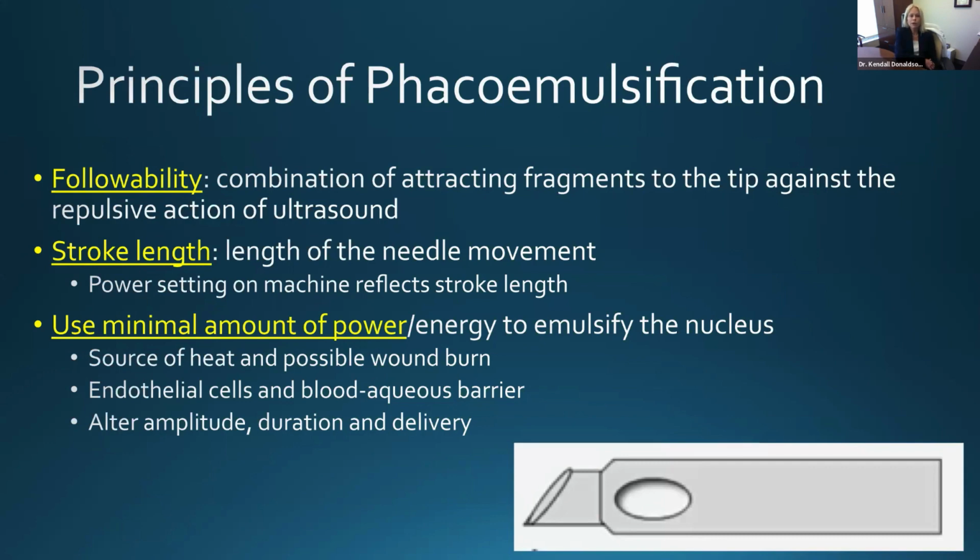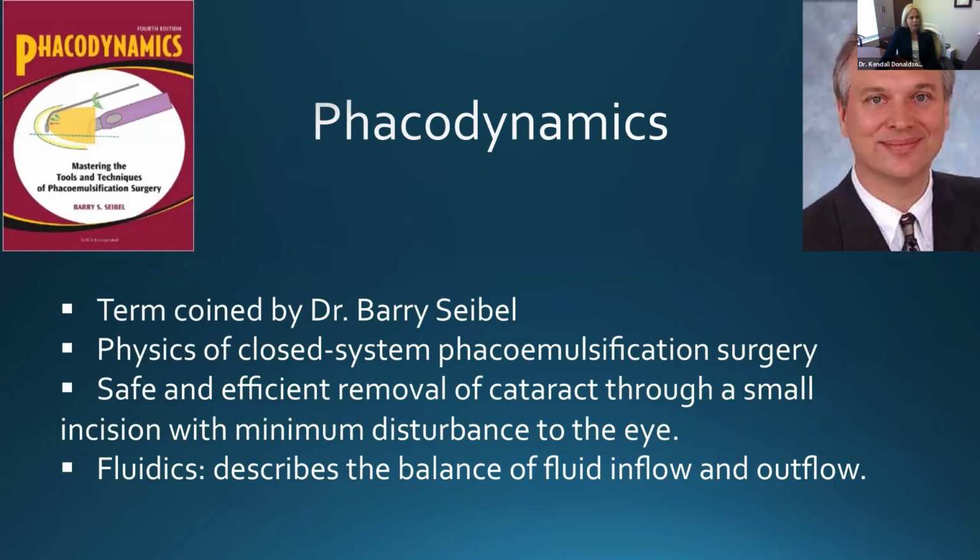And then we want to make sure we use the minimal amount of power and energy to emulsify this nucleus. All surgery is trauma, and we want to make sure that we're performing the least amount of trauma to this patient as possible, to reduce the heat and to reduce endothelial cell loss. I mean, there is a huge range in endothelial cell loss between poor surgery and great cataract surgery. So we'll learn a little bit about that through my talk today.